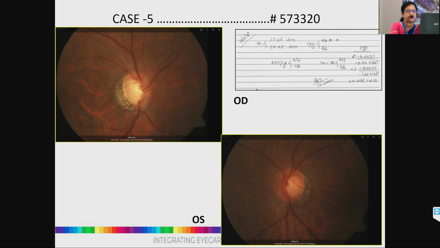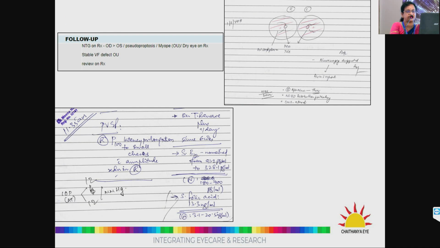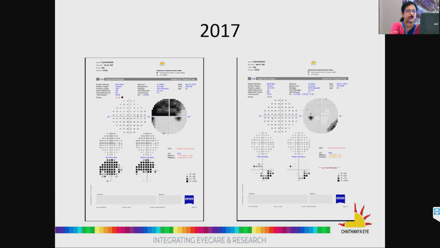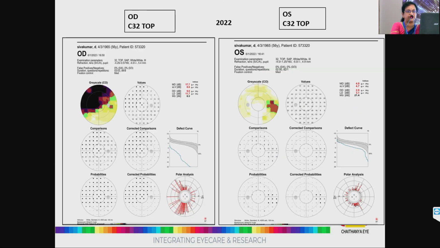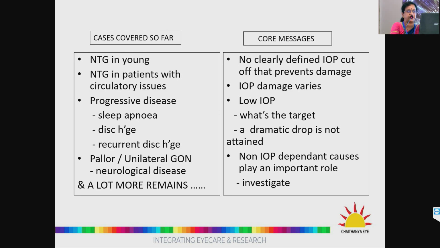And finally, this case with a tilted disc looks more like a disc with pallor and not really glaucoma. The patient had dyschromatopsia, with reduced color vision and contrast sensitivity, and was evaluated in neurology, but we started anti-glaucoma treatment on this myope, and he has retained his field as well, seen recently. So neurological investigations, when do you advise? In unilateral cases, when the pallor is disproportionate, when the disc does not correlate with the field, and when visual fields respect the vertical meridian.